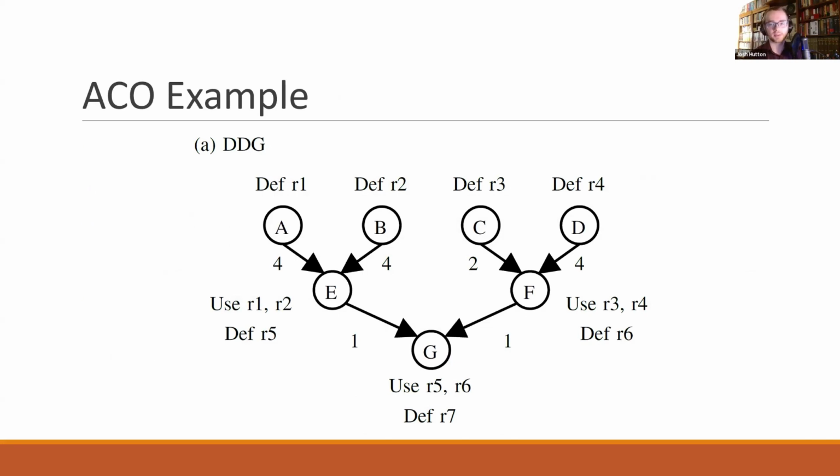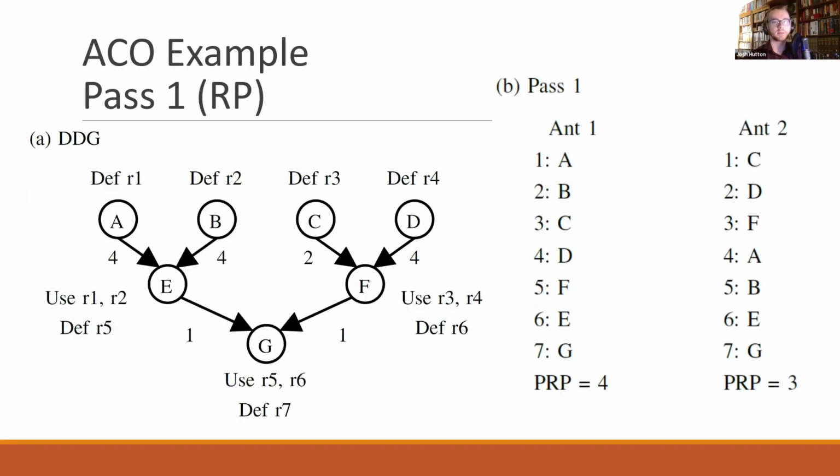Here's a simple data dependence graph that I'll walk through in order to give an explanation of how ACO works. In this example, we have 7 instructions. Every instruction defines a register, and the bottom instructions E, F, and G all use 2 registers from the instructions directly above them. The numbers next to each arrow indicate latency. However, we're going to immediately ignore those latencies for the first pass.